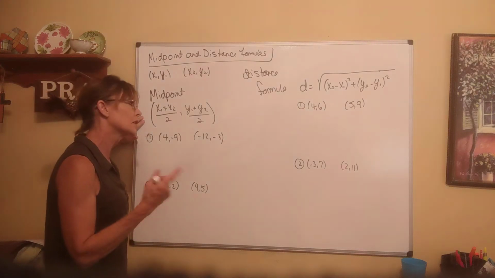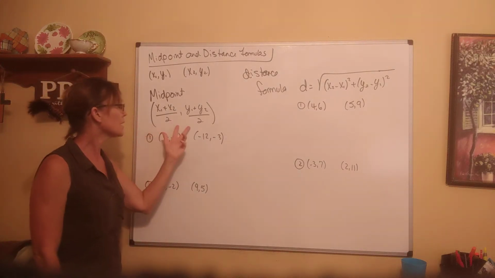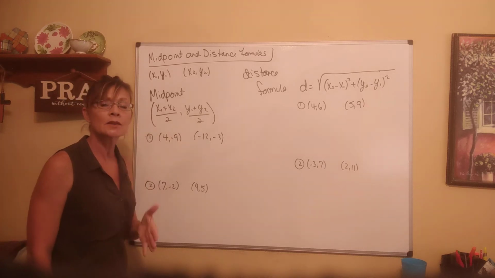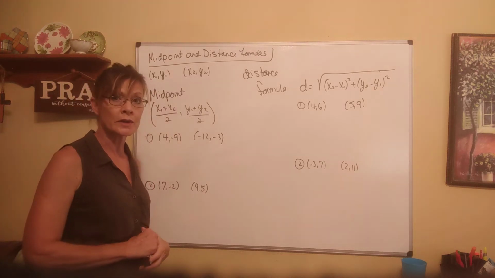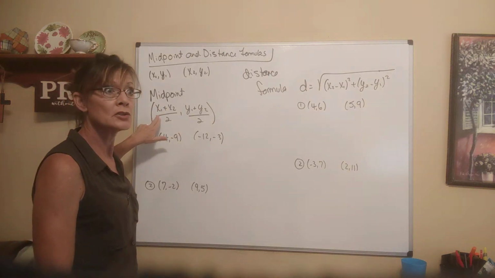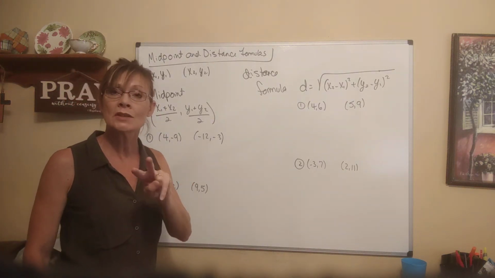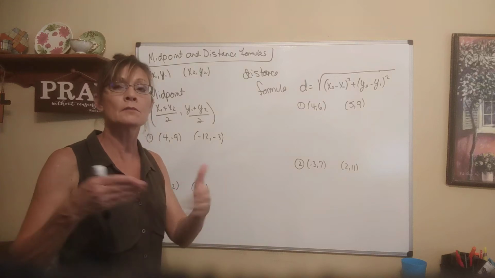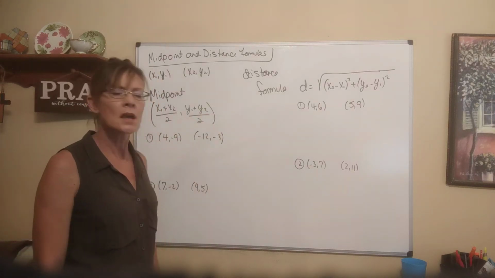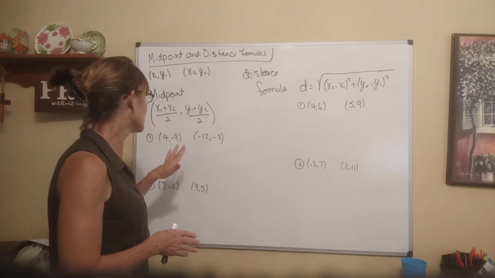This formula is on your worksheet, but if you look at it, it's simply an averaging of the x coordinates and an averaging of the y coordinates. For instance, x1 plus x2 divided by 2 is an average. Like if you had 2 test grades and you wanted to know your average, you would add them together and divide by 2. Same thing for the y's. So that's what we're looking at doing here.